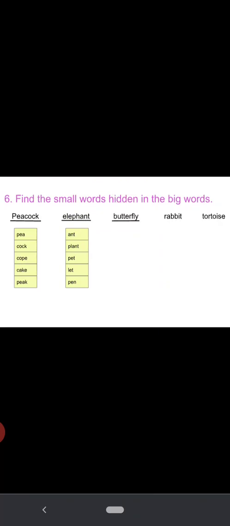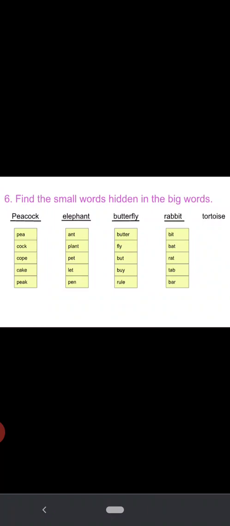Which are the small words which are hidden in this word? First would be butter, then fly, then but, B-U-T, but. B-U-Y, buy. And rule, R-U-L-E, rule. Next is rabbit. Now let us see which are the words which are hidden in this word. Bit, B-I-T, bit. B-A-T, bat. R-A-T, rat. T-A-B, tab. And B-A-R, bar.